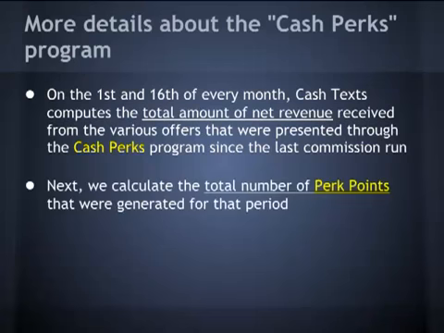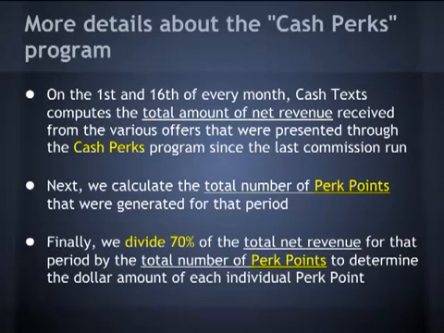Next, we calculate the total number of perk points that were generated for that period. So we take your perk points, we take your uplines, your sidelines, your downlines, your cross lines, and we take everybody's perk points and we add them all together. Finally, we divide 70% of the total net revenue for that period by the total number of perk points to determine the dollar amount for each individual perk point.